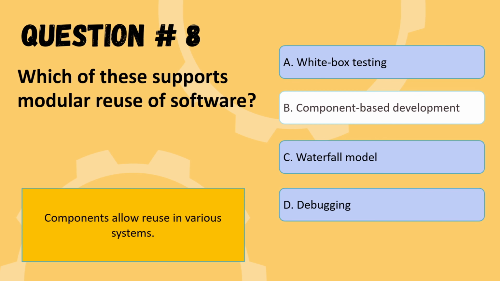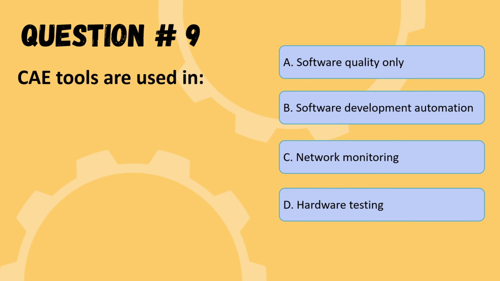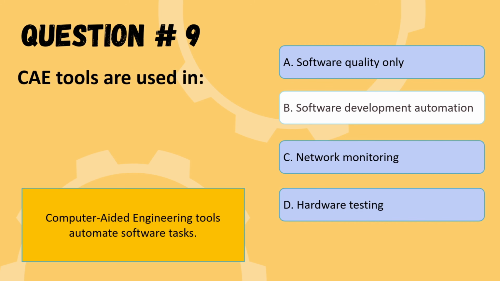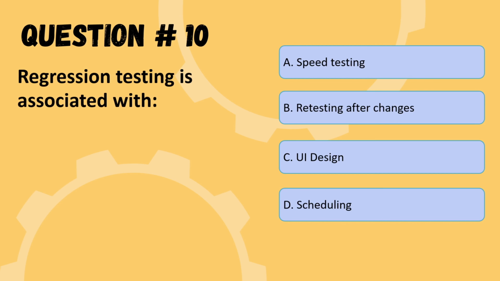So we are moving to the next question. Next question is, CAE tools are used in, options are software quality only, software development automation, network monitoring, or hardware testing. So the correct option is software development automation. So we are moving to the next question. Next question is, regression testing is associated with speed testing, retesting after changes, UI design, or scheduling. So the correct option is retesting after changes.